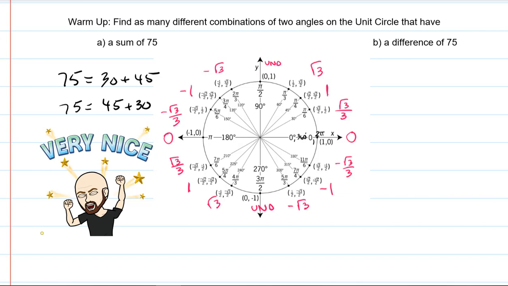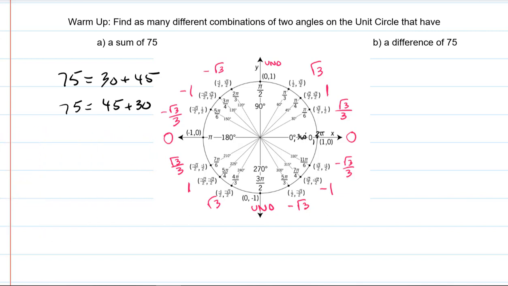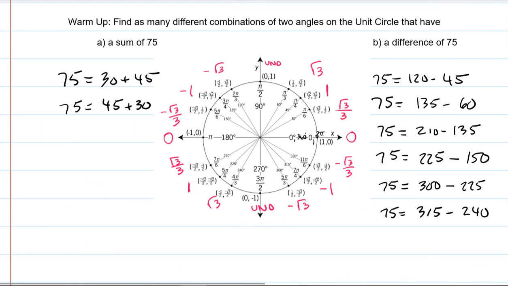But what about subtracting? If I look on the unit circle, there's a whole bunch of different combinations. So go ahead and hit pause and see what combinations you can come up with. All right, so how did you do with that? These are all the different combinations around the unit circle that you could use to come up with a sum or a difference of 75. So you want to try and find different combinations of values from the unit circle in degrees that will give you one answer of just 75 degrees.